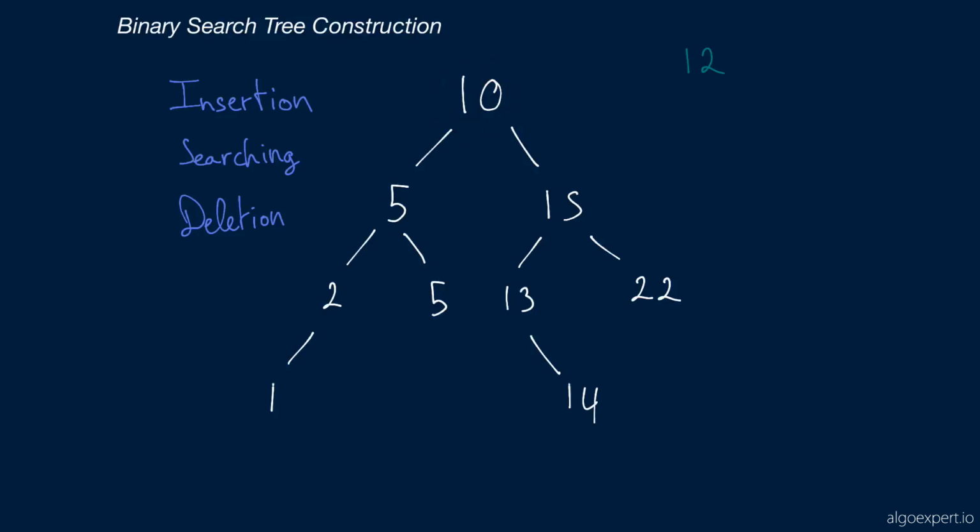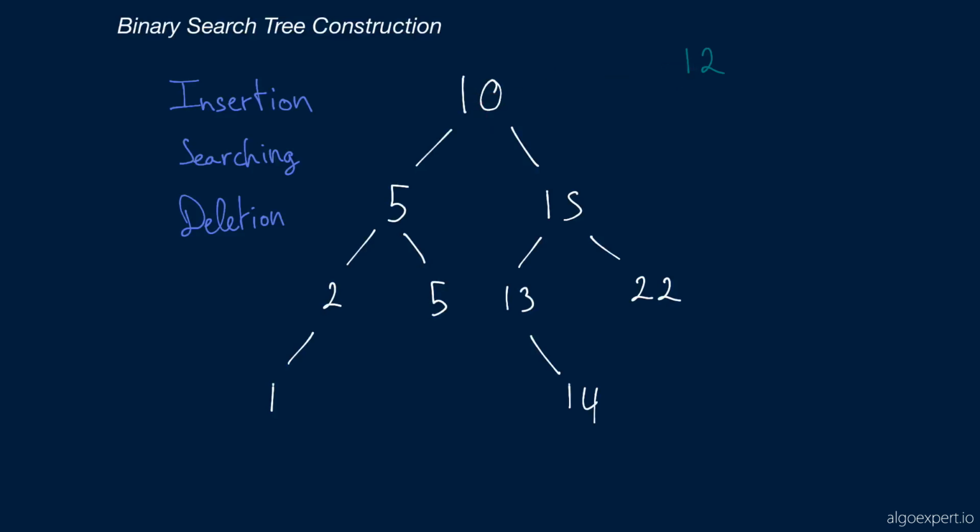And from there, what happens is we start by comparing the value of the node that we're at, which is 10, to 12. So we're going to say, is 10 greater than or lesser than 12? Or is it equal to 12? In this case, 10 is smaller than 12.